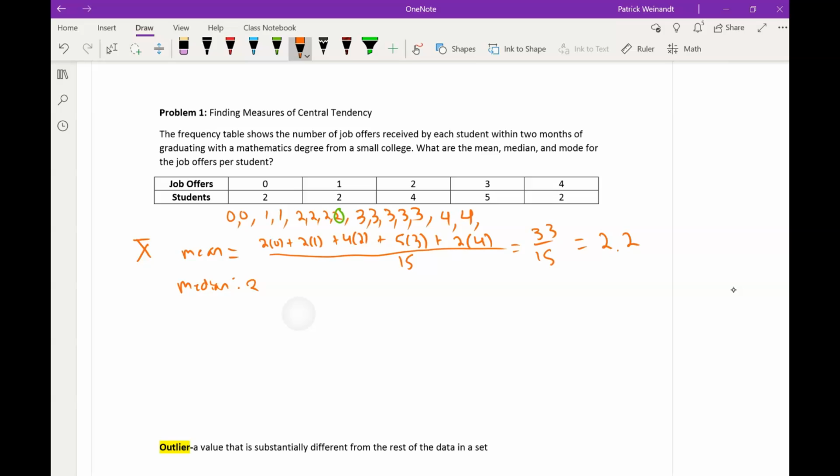And our mode is the most frequently occurring number, and that's what's nice about this frequency table. It tells us that the most frequently occurring number is 3. It happens to 5 students. So our mode is 3. Okay? Just a quick recap on how you do those. The frequency table might be somewhat a new application, but that should be mostly review, I'm assuming.